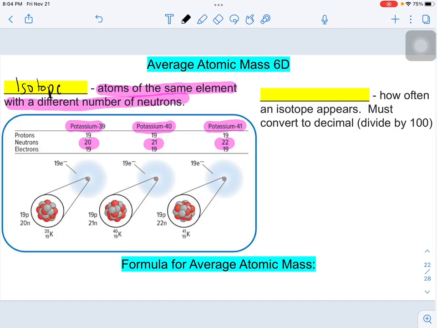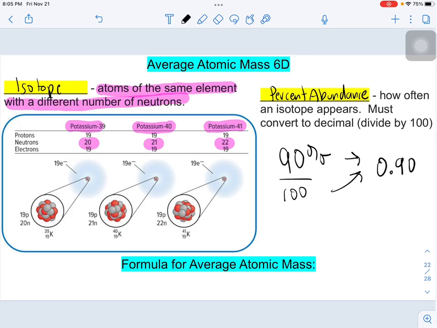Now let's go ahead on the right-hand side and let's talk about percent abundance, okay? What is percent abundance? Well, percent abundance is going to tell us how often each element's isotopes appears. And they're always going to give this to us in a percentage. Let's say 90%. But when we're doing average atomic mass, we want to convert our percentages to a decimal. So how do we do that? We're going to divide the number by 100. And when we do that, we're going to get the decimal that we need in order to solve these problems.